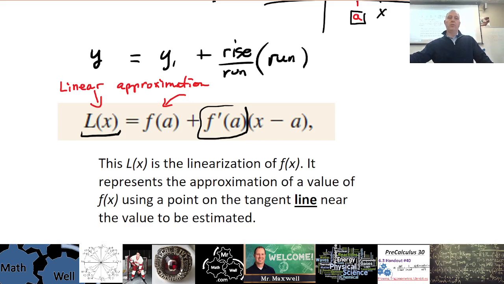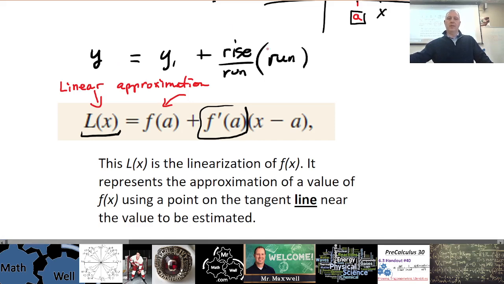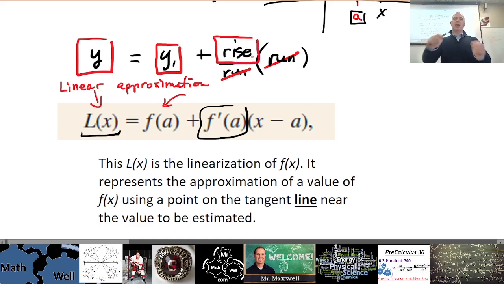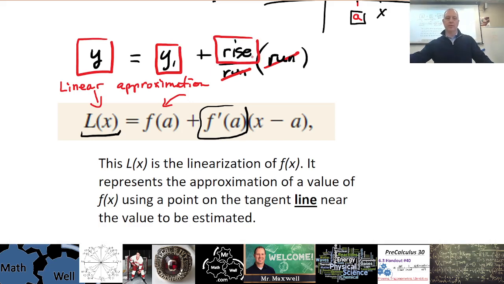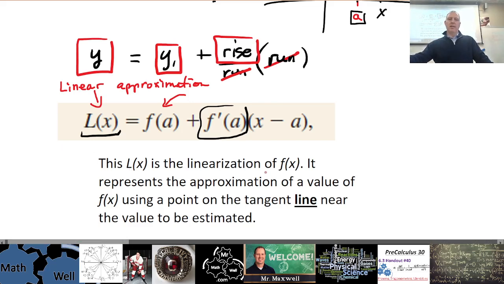Okay? When we simplify this expression up here, when I multiply this, I actually have my new y value, that's my approximated value that I'm going to get. We take our initial y value and we add the rise to it. That's what we're going to end up getting. So we take a y value and we add the appropriate rise, and that's going to be my next y value. Okay, so this L of x is the linearization of f of x, the linearization.